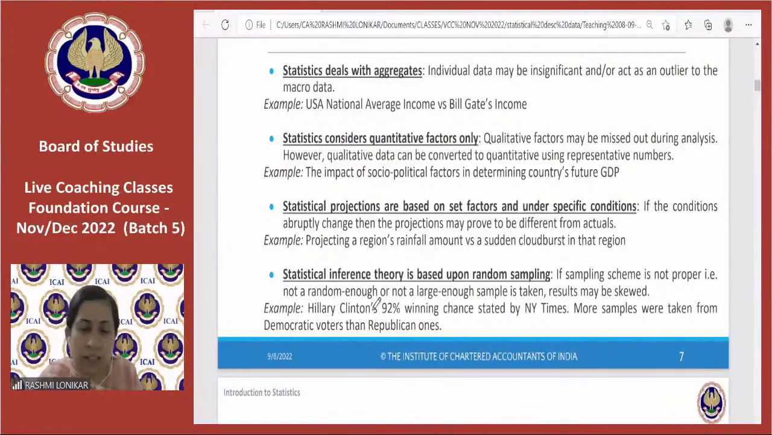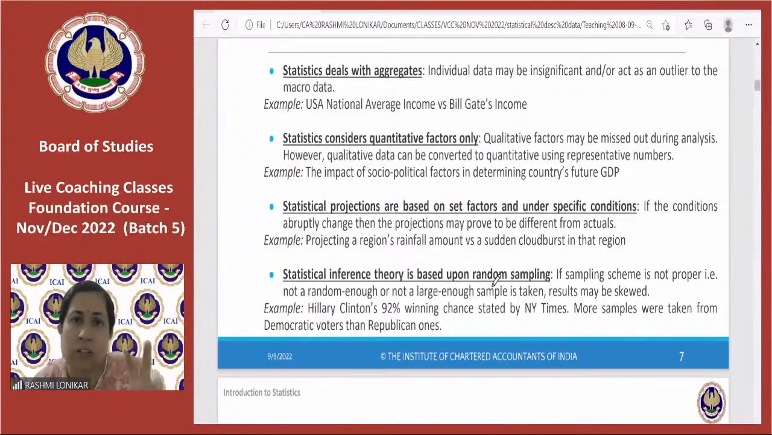Okay. Then statistical inference theory is based upon random sampling. So when I'm taking a sample, sampling is a very important aspect of getting good results, or of being able to draw relevant and fair deductions from the data. That will happen only when your sampling is correct, the method of sampling is good, and the sample size is big.